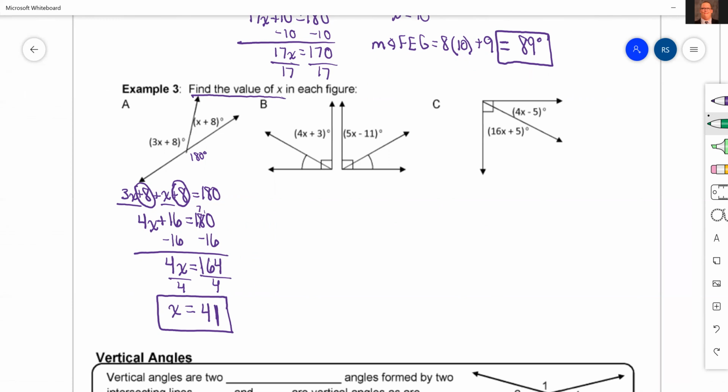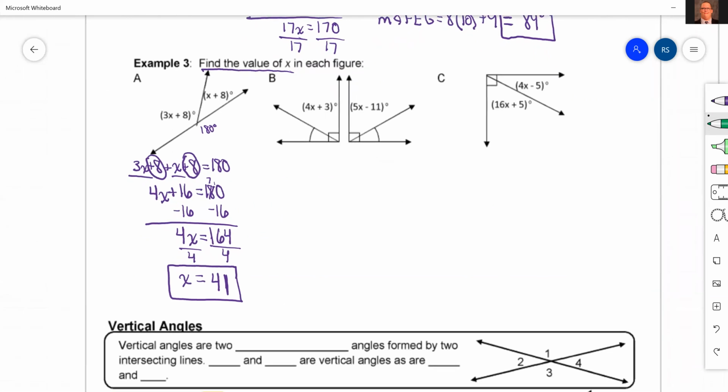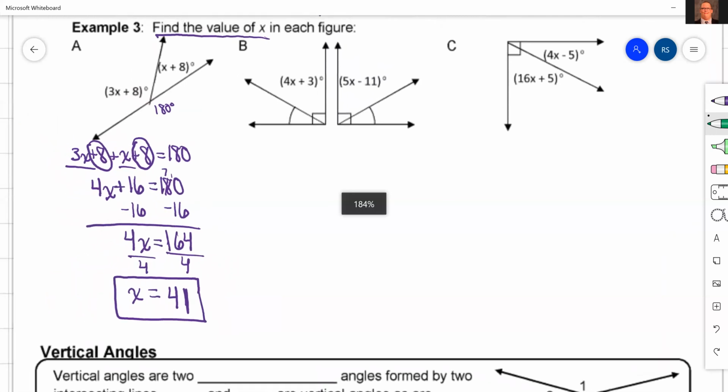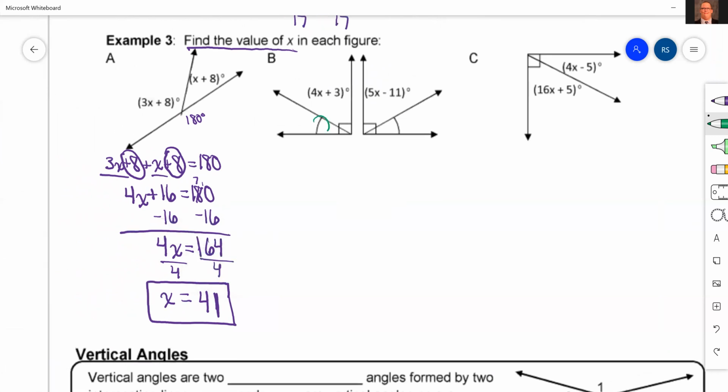Okay. Next one. Moving on along. So they give us two sets of complementary angles here. We have one set on the left, one set on the right. Since they're both complementary sets, they both add to 90, and one pair of angles is congruent. Remember, that's what these little marks mean. They mean congruent. So that means these two have to be congruent.